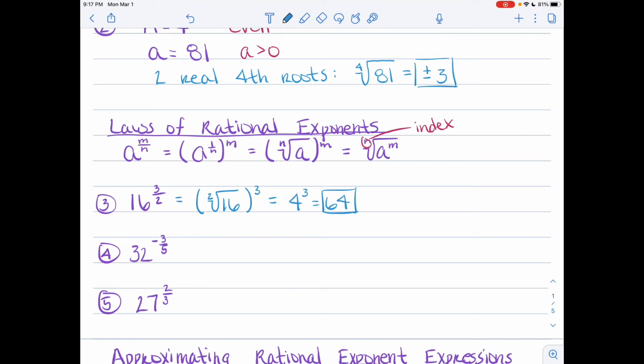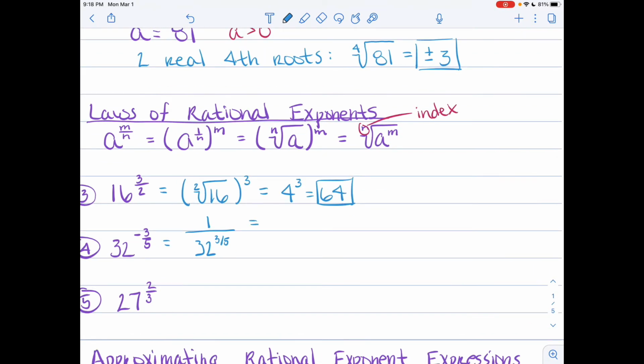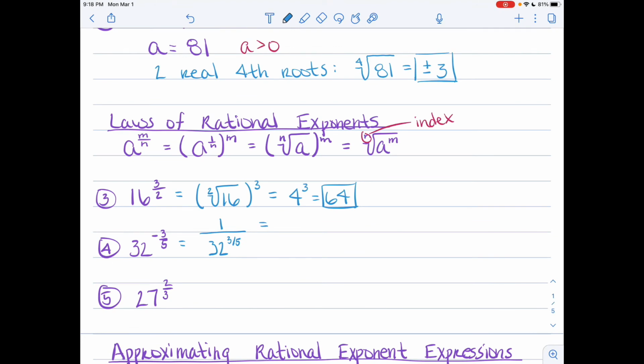So the first thing I notice is that I have a negative exponent, and anytime I have a negative exponent, I want to get rid of that by using my negative exponent property. So it's going to be 1 over the thing that's raised to the negative exponent, which is 32, and my exponent becomes positive. From here, I could rewrite this in radical form if I'm asked to do so, and I want you to practice doing this because you'll have to do that on some of your homework problems.